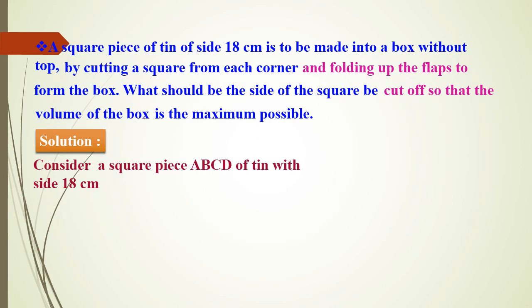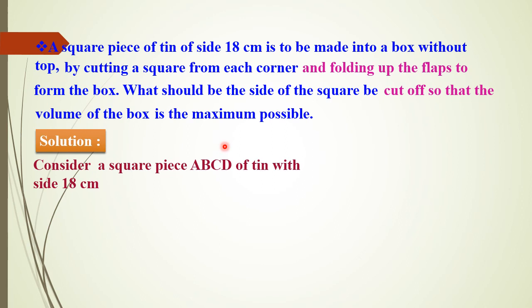In this problem, a square piece of tin of side 18 centimeters is to be made into a box without top by cutting a square from each corner and folding up the flaps to form a box. What should be the side of the square to be cut off so that the volume of the box is the maximum possible?